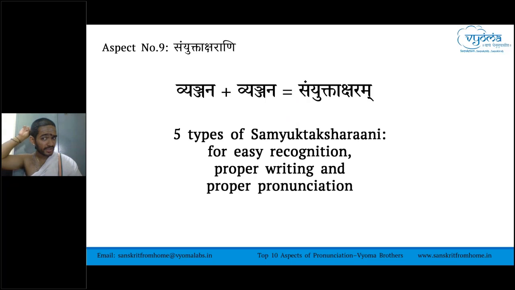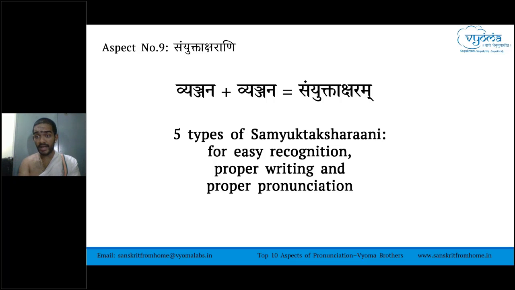Next is Samyukta aksharas. Samyukta is where a Vyanjana joins with a Vyanjana. One consonant is joined with another consonant. It is not a consonant followed by a vowel. Many consonants come together, then they are followed by a vowel at the end, or they are preceded by a vowel. So we have split the Samyukta aksharas into different types here, just for ease of understanding, proper writing and proper pronunciation. Nothing else.